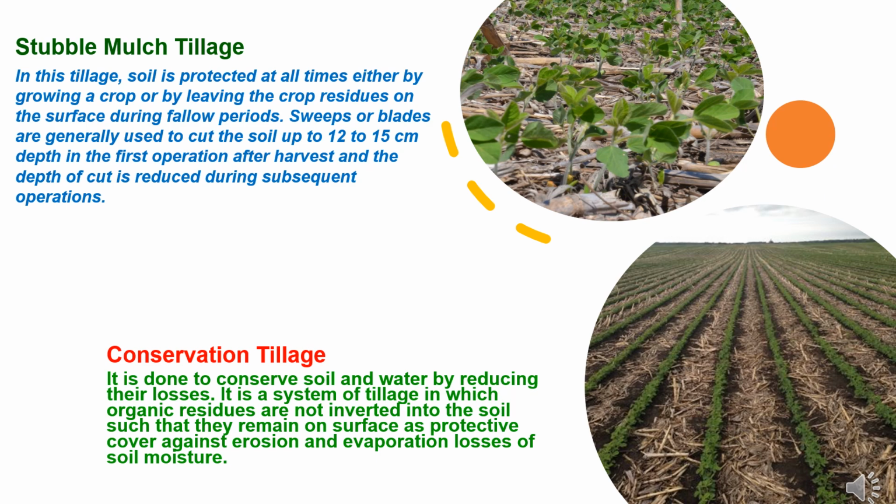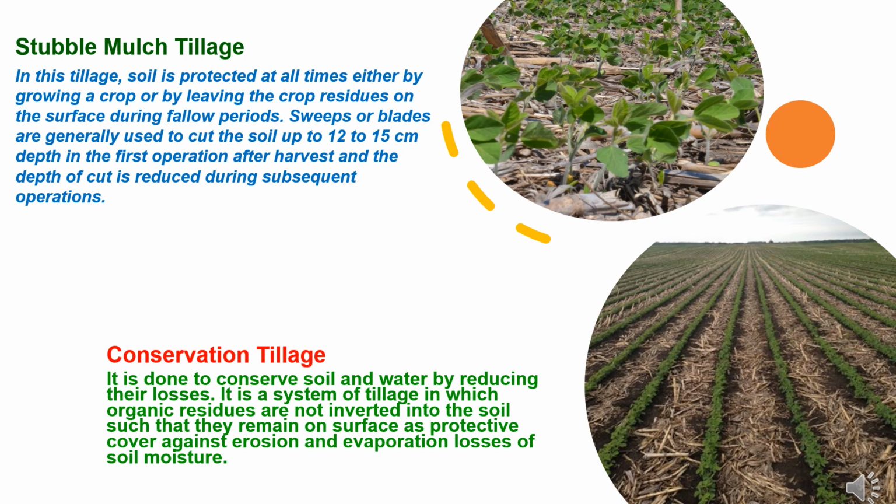Next is stubble mulch tillage, where the soil is protected at all times either by growing a crop or by leaving the crop residue on the surface during the fallow period. Sweeps or blades are generally used to cut the soil up to 12 to 15 centimeter depth in the first operation after harvest, and the depth of cut is reduced during subsequent operations.